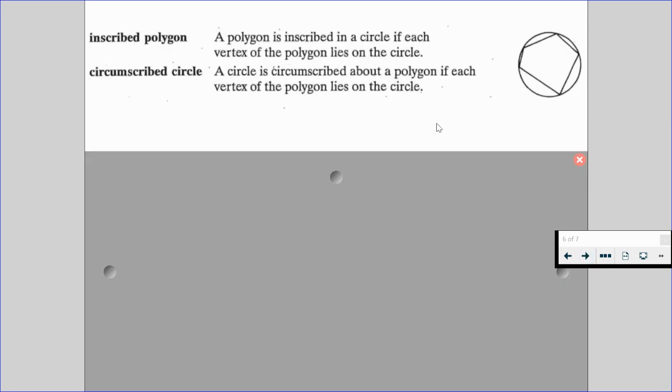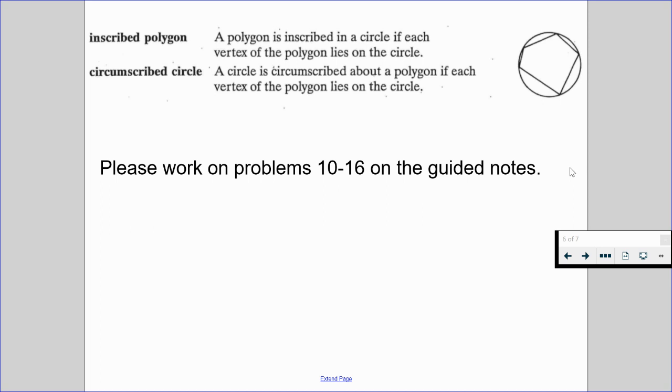We have what is called an inscribed polygon and a circumscribed circle. An inscribed polygon and a circumscribed circle are given to you over on this right hand side. A polygon is inscribed in a circle if each vertex of the polygon lies on the circle. And likewise, a circle is circumscribed about a polygon if each vertex of the polygon lies on the circle. With this in mind, please work on problems 10 through 16 on the guided notes and resume when you're ready to go through an example.